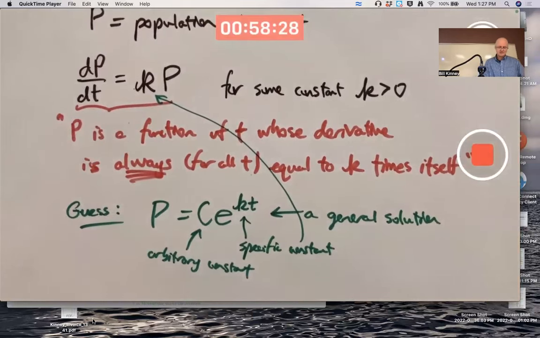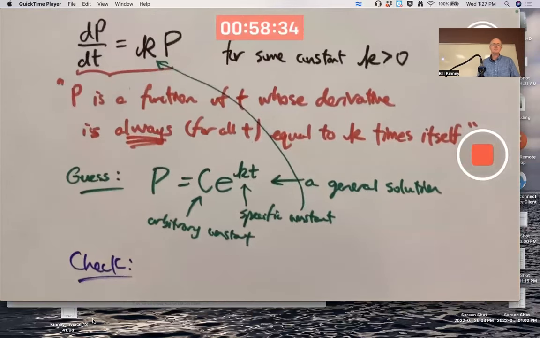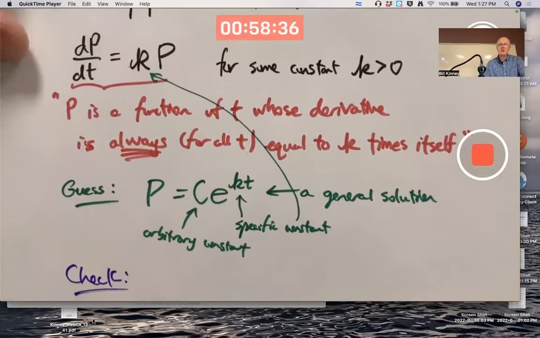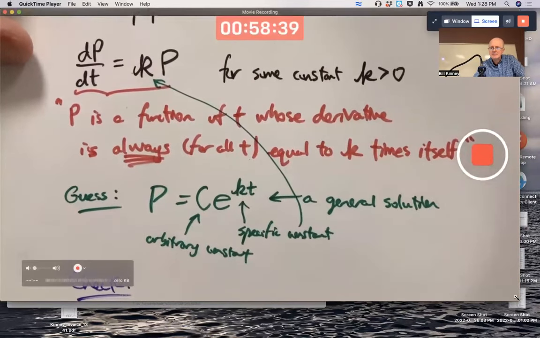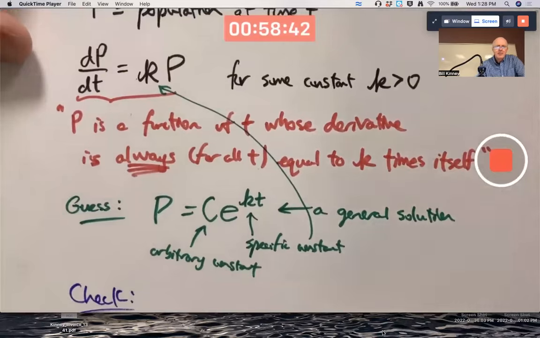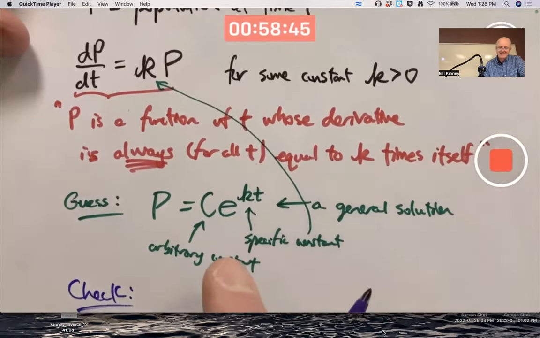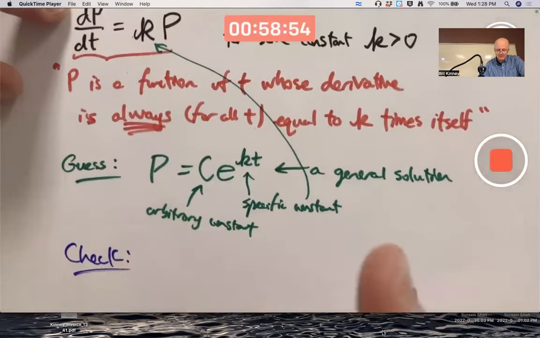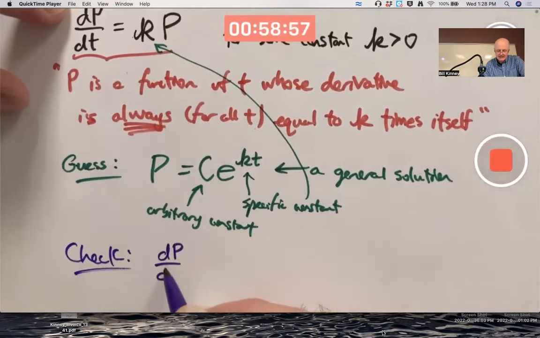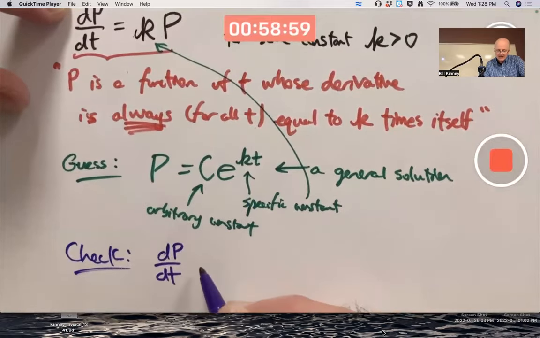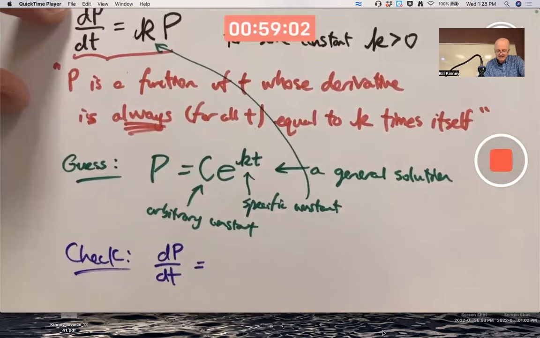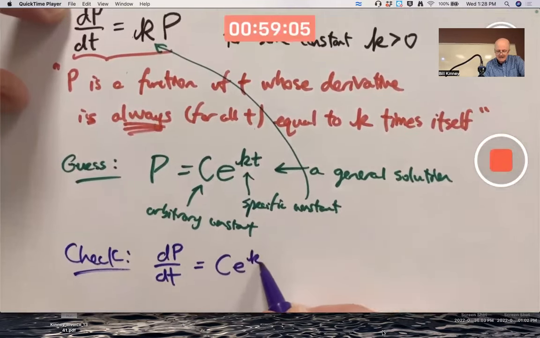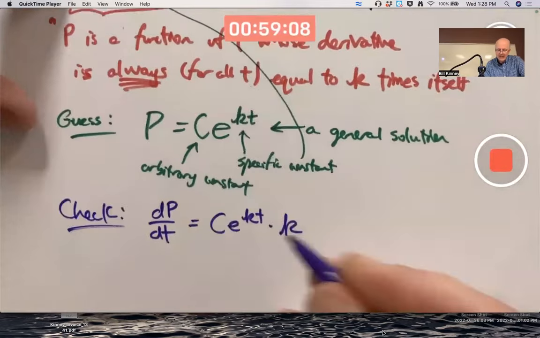We should check that this works. How? Go back up into the differential equation and substitute. There's the differential equation. Its left-hand side is dp/dt. Substitute this function of t. In other words, find its derivative with respect to t. C e to the kt, then by the chain rule times an extra factor of k. That's the chain rule there.